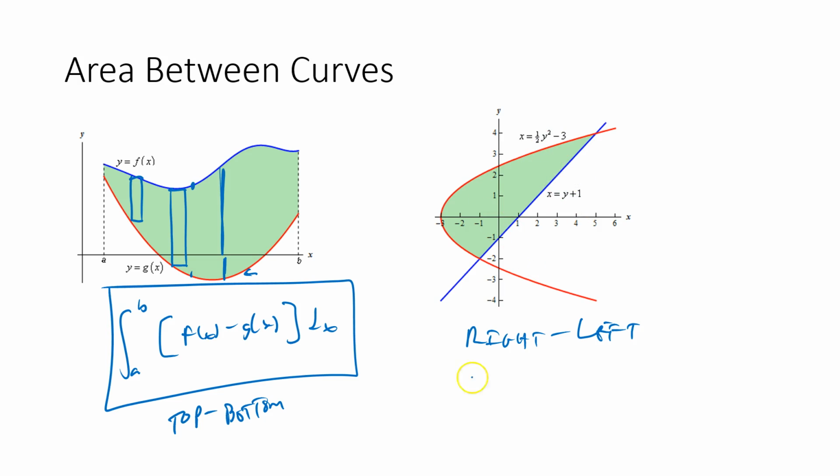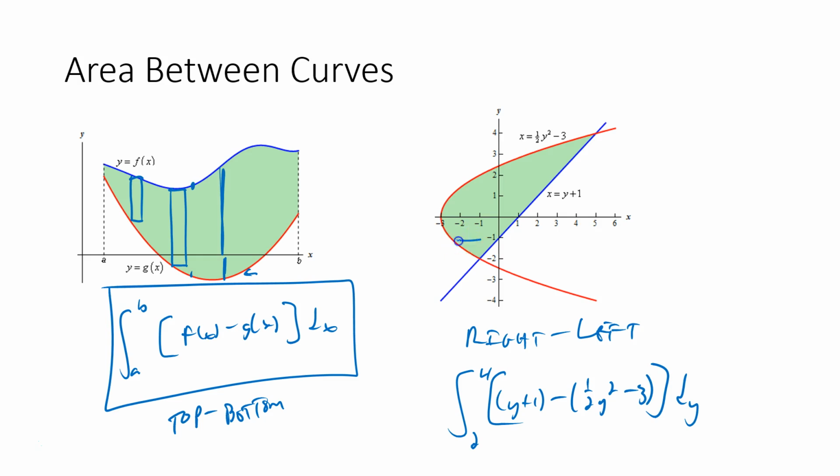So in this case, you would integrate, I guess we can do this, sure. From negative 2 to, I'm just going to assume that that's 4. I really hope it is. I'm not sure if it is or not, but we'll see. So I would integrate from 2 to 4. Right minus left. So it's going to be y plus 1 minus 1/2 y squared minus 3, and then dy.